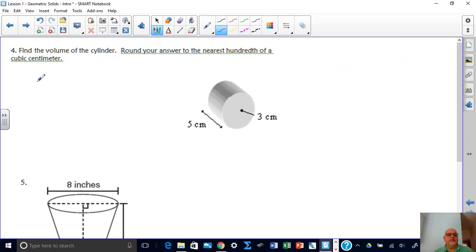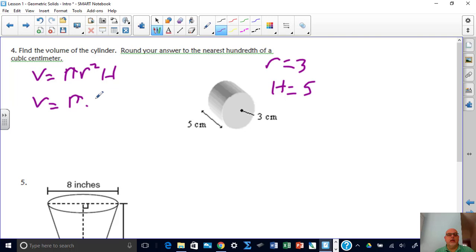Let's look at a cylinder. On the cylinder, the radius is given as 3. Write that down off on the side somewhere. Height is 5, okay? You have to be careful. On some of these problems, you'll be given the diameter of the circular base. You have to remember to divide it by 2 to put it in the formula, okay? So volume is equal to pi r squared times the height. Volume is equal to pi times 3 squared times 5.